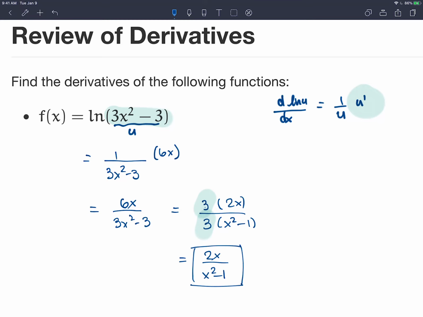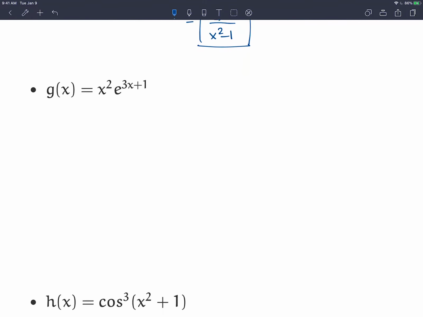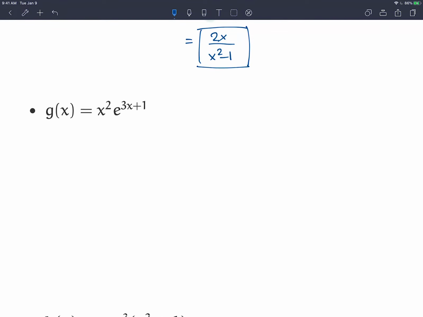So yes, just don't forget that the derivative rule for the natural log says it's 1 over u, but you have to multiply by this u prime. That's the important thing. Okay, the second example would be this one, in which I have a product rule. Sorry, I don't want to show you the next one yet.